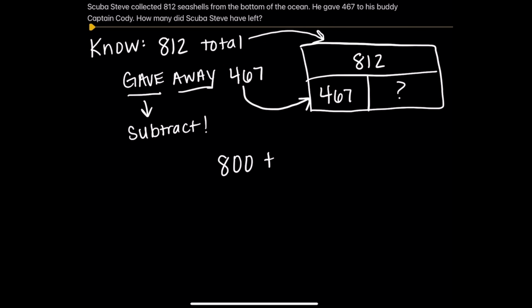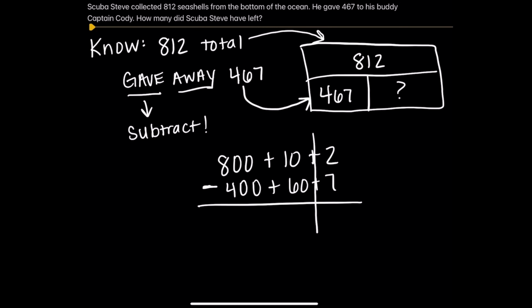All right, we know we have to subtract, so I'm going to break 812 into 800 plus 10 plus 2, and we are subtracting 400 plus 60 plus 7. We always start in the ones place.